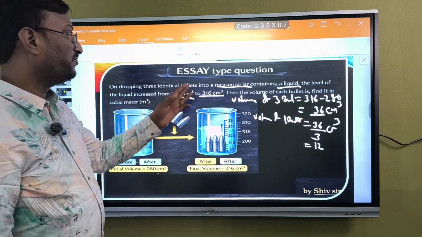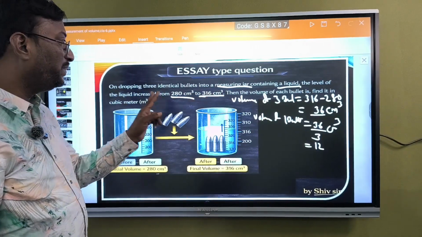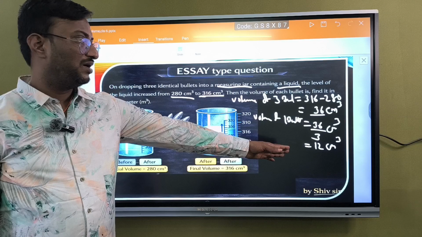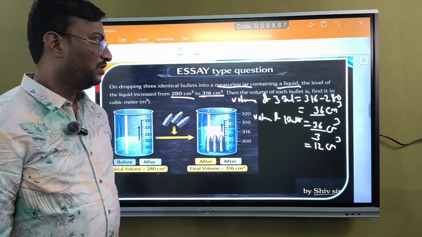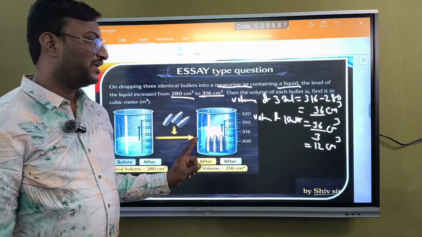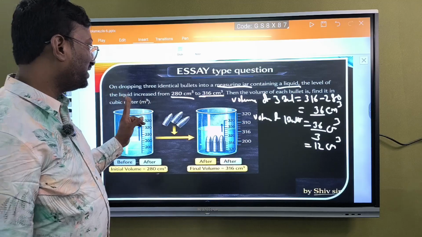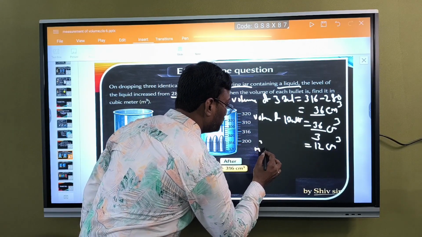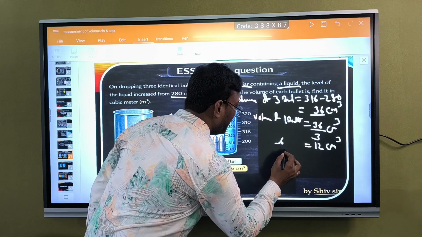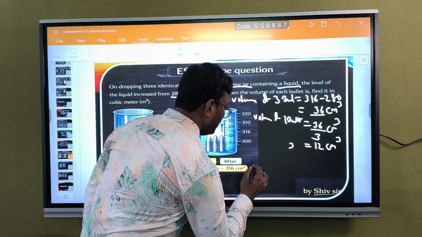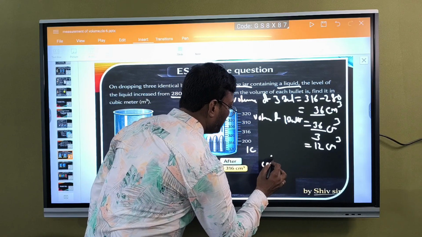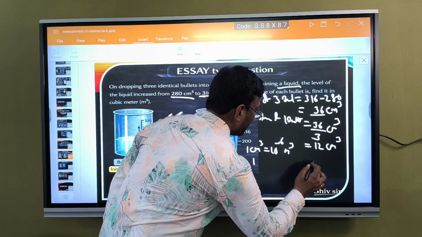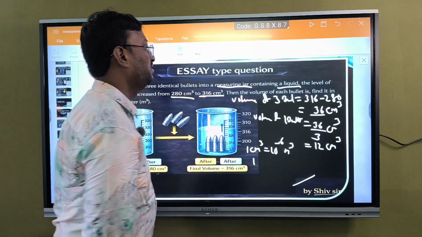So then find the volume of each bullet in terms of cubic meter. You have to find it. Here we got 12 centimeter cube. Okay, so 1 centimeter cube is equals to 10 power minus 6. We know that 1 centimeter cube is equals to 10 to the power of minus 6 meter cube. So then 12 centimeter cube will be equals to 12 into 10 to the power of minus 6 meter cube. Likewise, we can find other things.